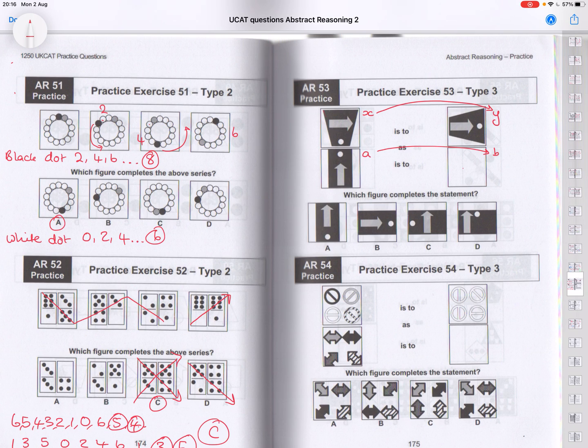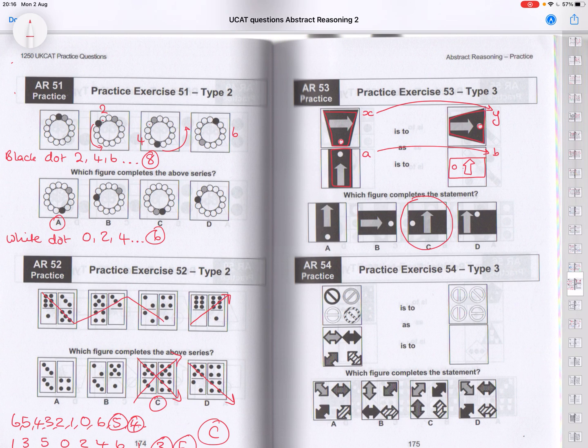In this one, if we look at the black trapezium, it has simply been rotated through 90 degrees. So we could expect the same thing to happen with the black rectangle here. The white circle has moved anti-clockwise through 1/4 turn. Similarly, we'd expect the same for A, so that our white circle would end up in the left-hand section of the rectangle, and then the arrow hasn't moved, so we'd expect an up arrow, which is C.